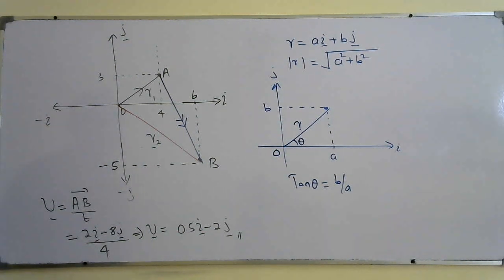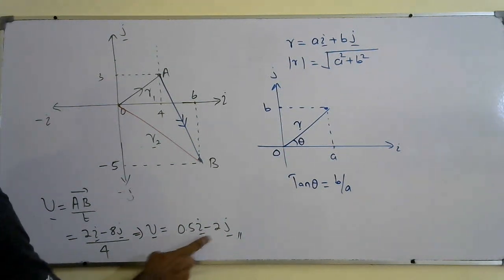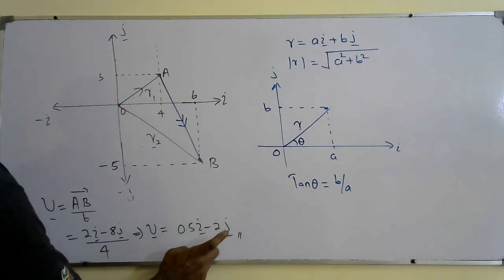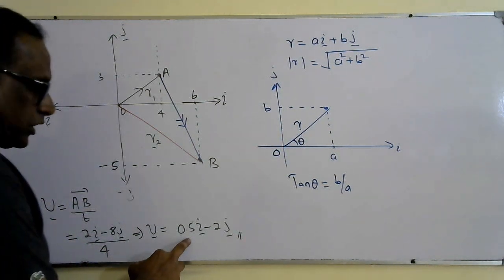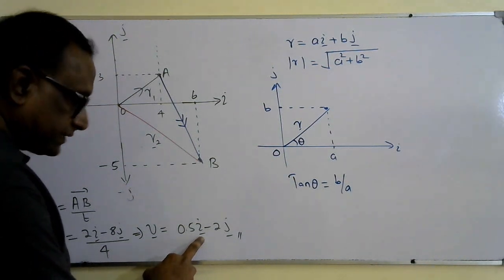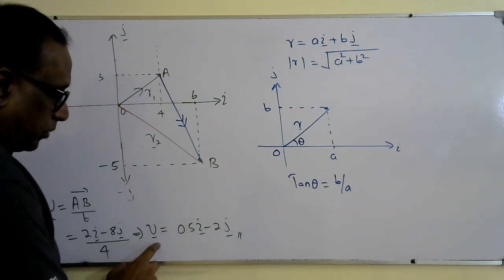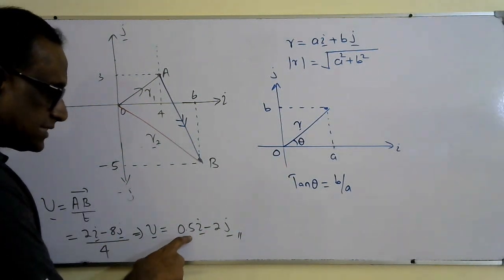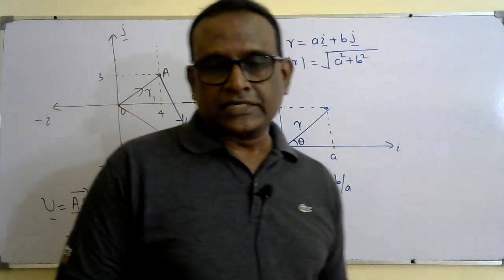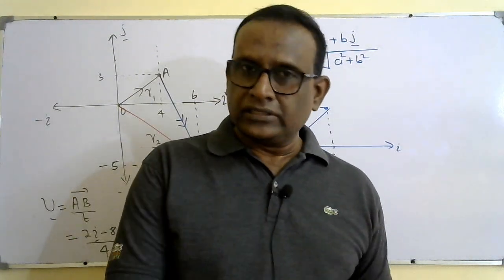Okay, right. So we found the velocity vector, that is 0.5i minus 2j. That's a velocity vector. What do you mean by that? It means the component of the velocity in the i direction. Earlier I did this. The component of the velocity in the i direction, that means along the x direction, is 0.5 meter per second or kilometer per hour, depending on the units.